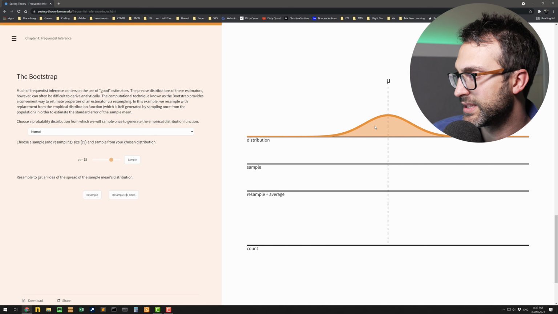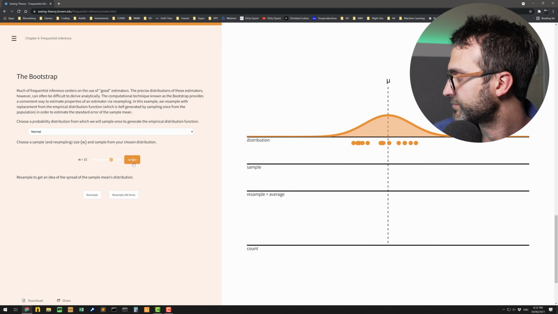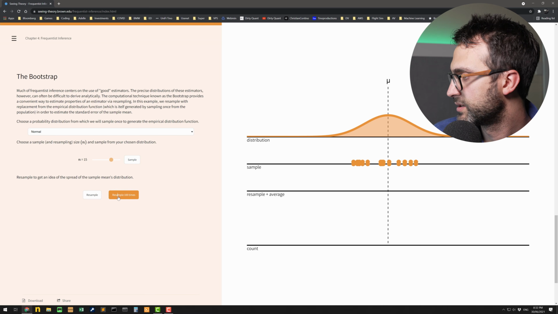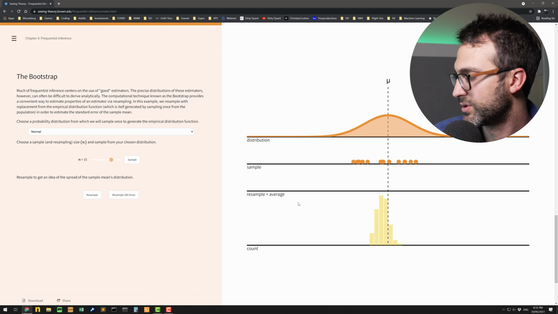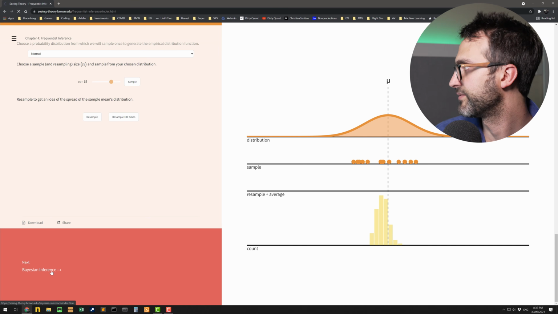Trying to estimate the error of the mean. So sample from that, sample 100 times, and I start to get a distribution around that mean. Pretty cool. Love it. Next, Bayesian inference.